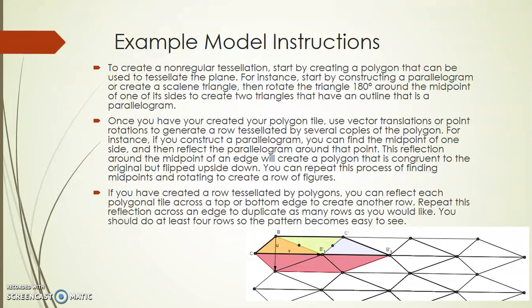So, just a little bit more instructions. Create a non-regular translation. Start by creating a polygon that can be used to tessellate the plane. Construct a parallelogram, or a scaling triangle, or an irregular hexagon. Then rotate it 180 degrees around the midpoint of one of its sides. And that helps rotate things around. Once you have created your polygon tile, the thing you want to copy, use vector translations or point rotations to generate a row tessellated by several copies of the polygon. And then once you have a row, you can then reflect the rows down.